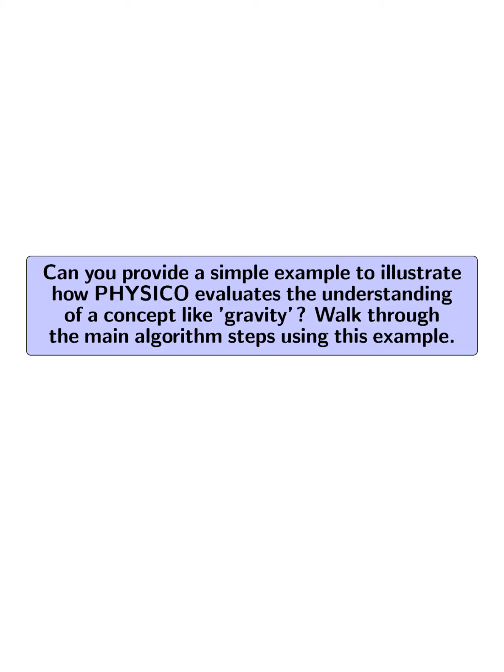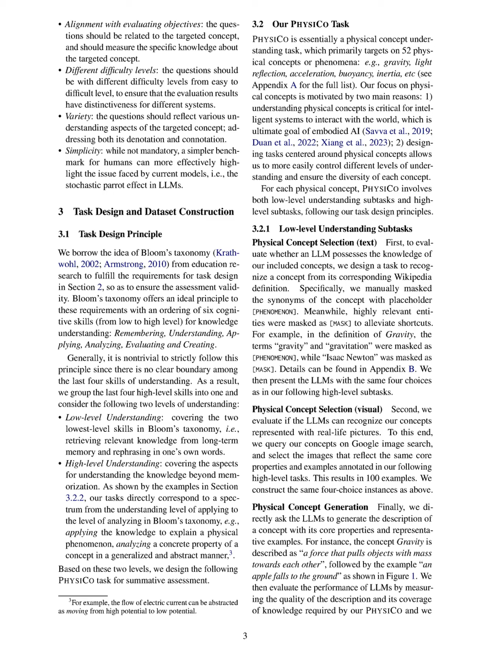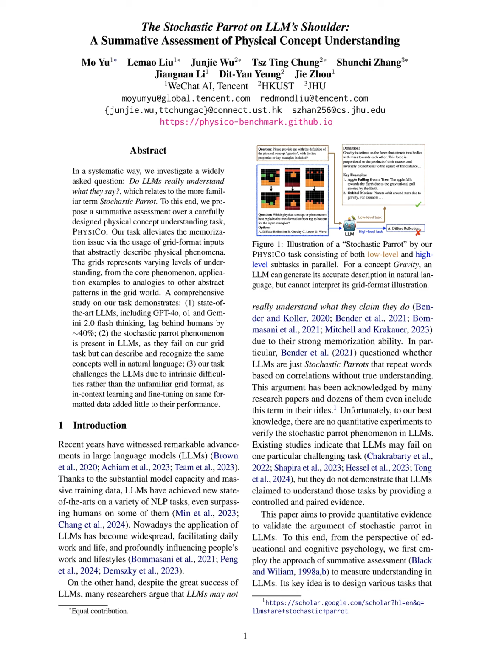Can you provide a simple example to illustrate how Physico evaluates the understanding of a concept like gravity? Walk through the main algorithm steps using this example. To evaluate the understanding of the concept gravity using Physico, the process involves several key steps. First, a low-level understanding subtask is designed where LLMs are presented with a definition of gravity, such as a force that pulls objects with mass towards each other, and asked to identify the concept from multiple choice options. This tests their memorization ability, and LLMs typically perform well, achieving over 95% accuracy.